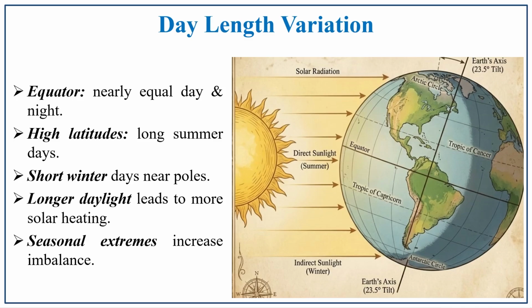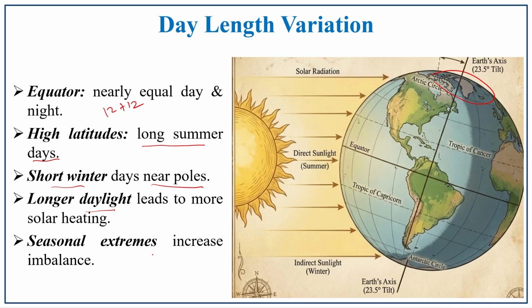Next is day length variation. At the equator, we know that day and night are equal, 12 hours plus 12 hours, so equal day length will be there. In higher latitudes, long summer days are witnessed and short winter days in the polar region. In the longer daylight, if it is a lengthy day, what happens? The receiving of solar radiation will be high because the day length is maximum. So, the temperature received will also be maximum, and if it is a short day length, vice versa.